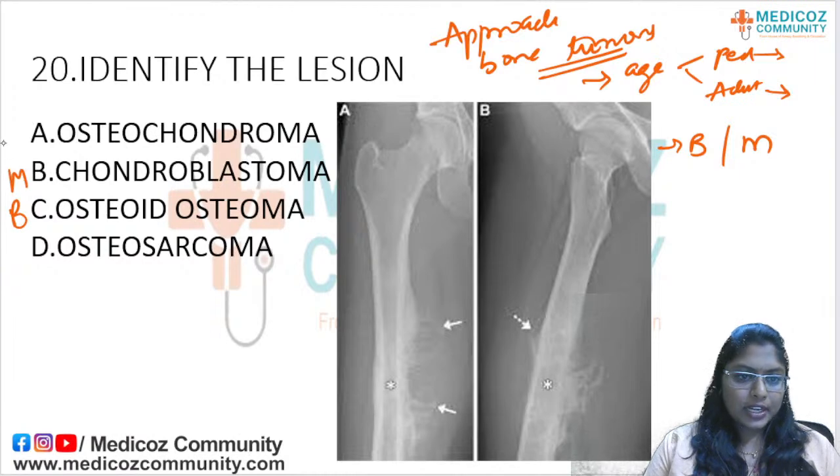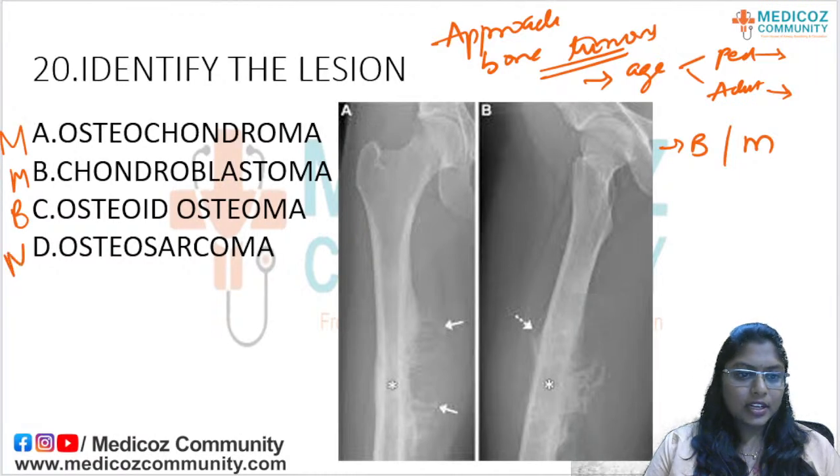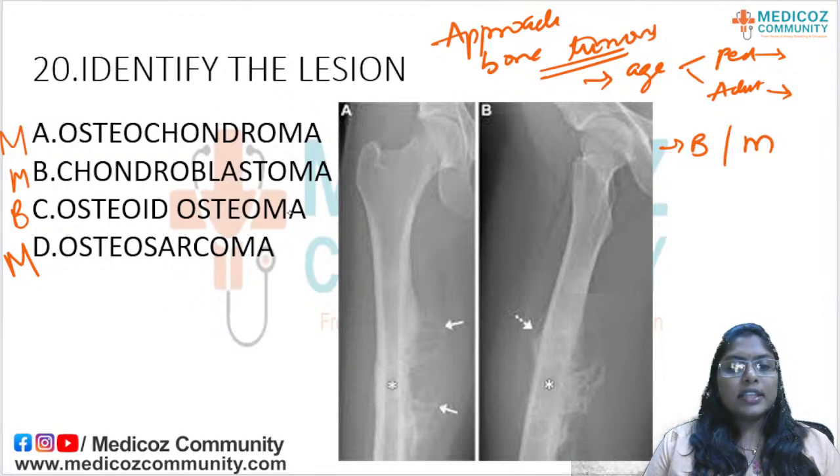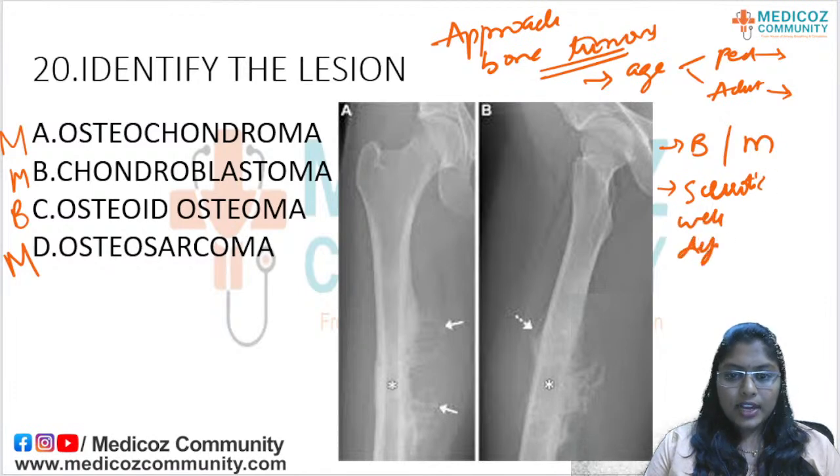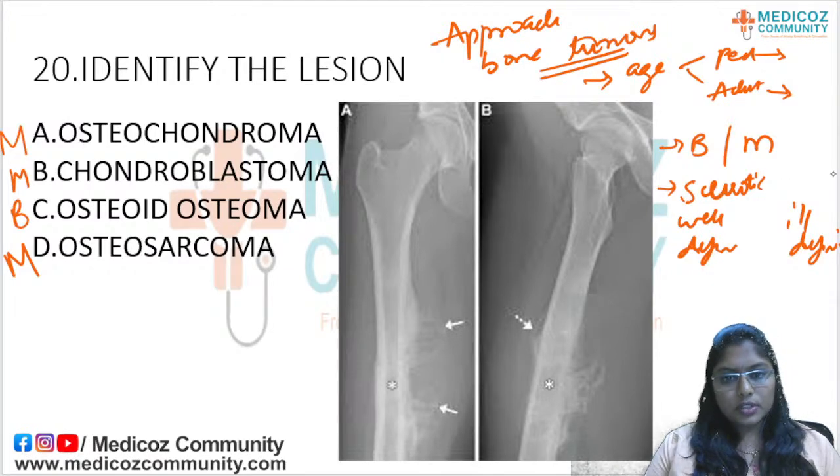Chondroblastoma is a malignant condition. Osteochondroma is a malignant condition. Osteosarcoma is a malignant condition. So how do we say which is benign and which is malignant? For benign conditions, there will be sclerotic margins and they'll be well defined. Whereas malignant, there will be ill-defined margins, and there will be very little or no sclerosis at all. So, at least from this, you can tell me if it is a benign or a malignant one.